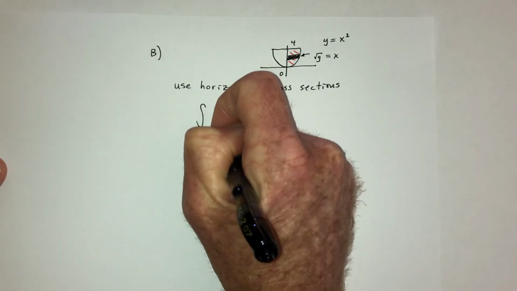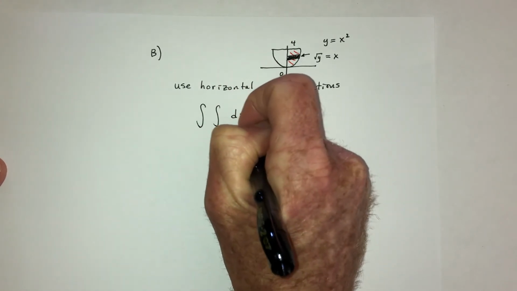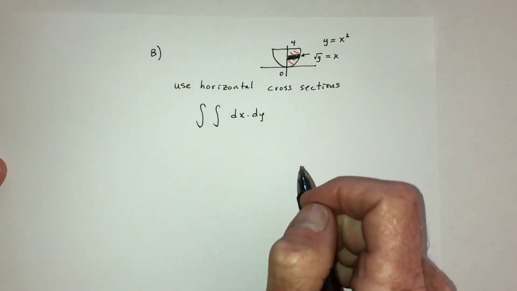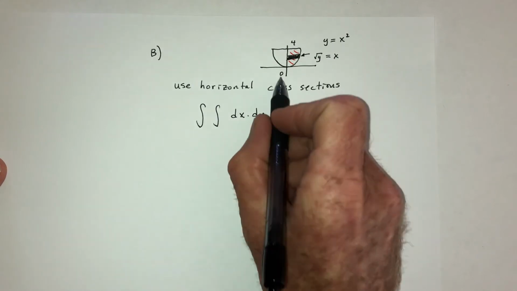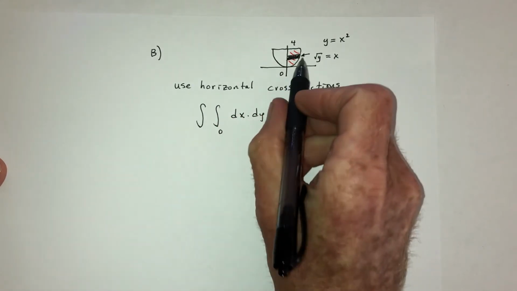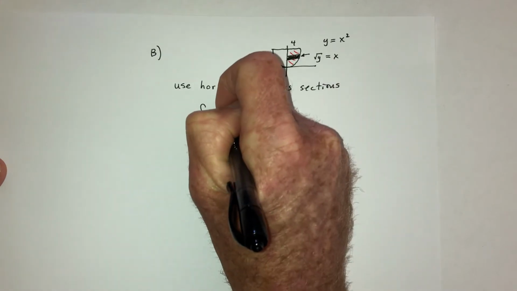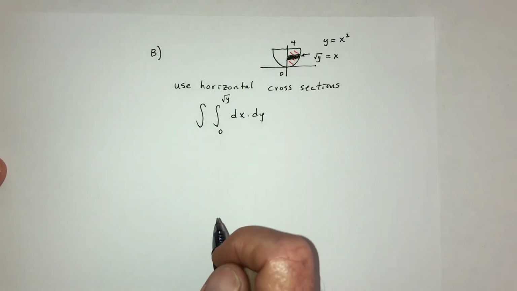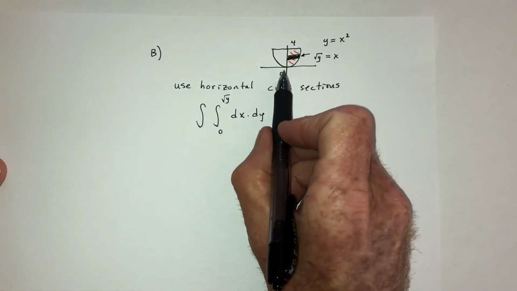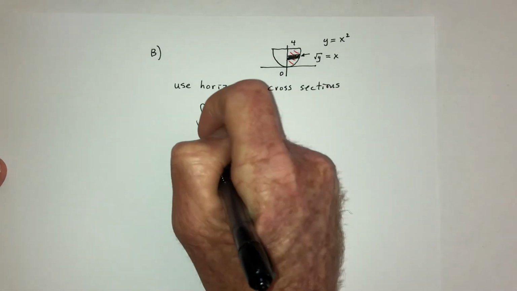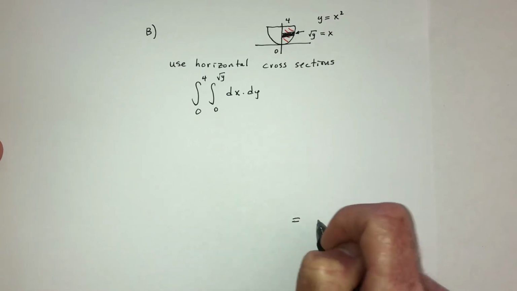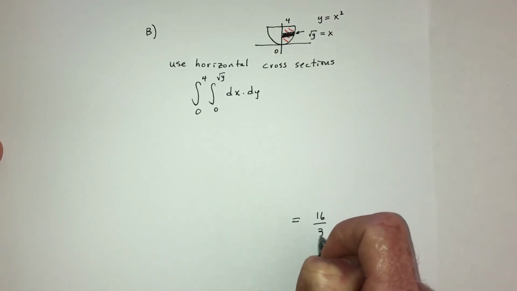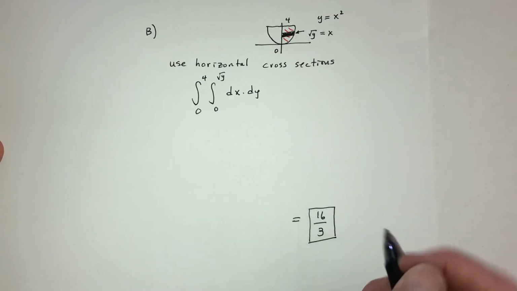So double integral. This time it's going to be dx first, and then dy. And the smallest that x gets is 0. And the biggest that it gets is the square root of y. And then for the y values, they would go from 0 up to 4. And we should get the same answer. So I'm going to try to predict the future. I hope it works out.